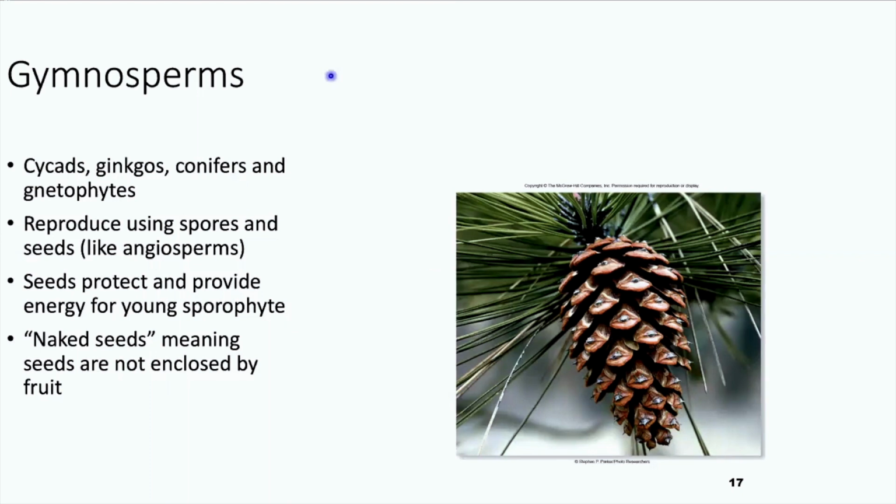In terms of the gymnosperms, the name means naked seed. And what that refers to is that the seeds are produced in female cones like you can see here. This structure is called a scale, and the scale is where that female gametophyte is going to be produced on this plant.